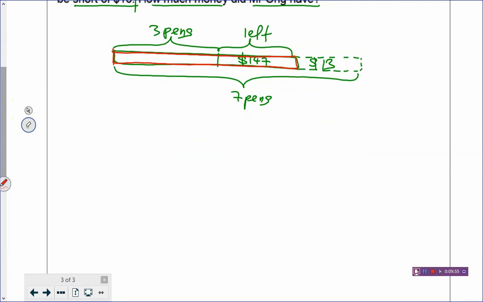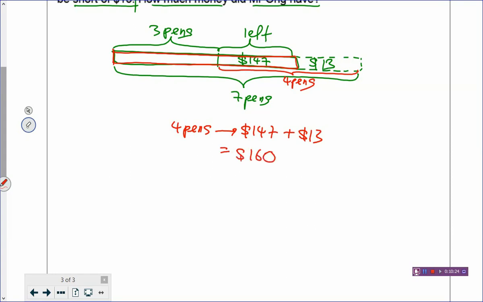Can you see your 7 pens, which is the whole length of the model, minus 3 pens, that will give you here, which is how many pens? Which is 4 pens. So how much is 4 pens? 4 pens will be 147 plus the $13 more, and you will get $160. So how much is 1 pen? 1 pen will be 160 divided by 4, so your 1 pen is 40.